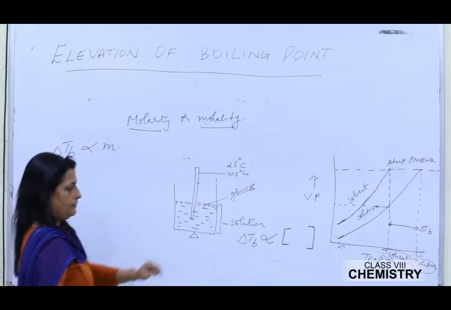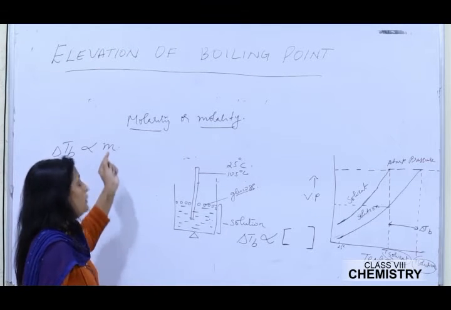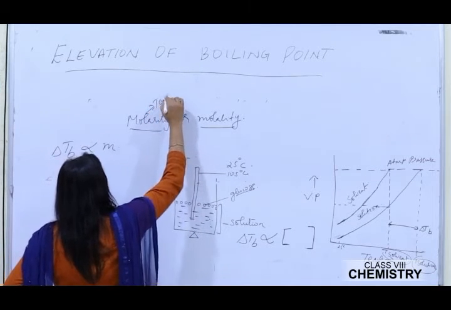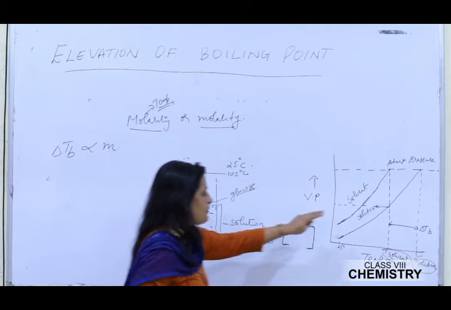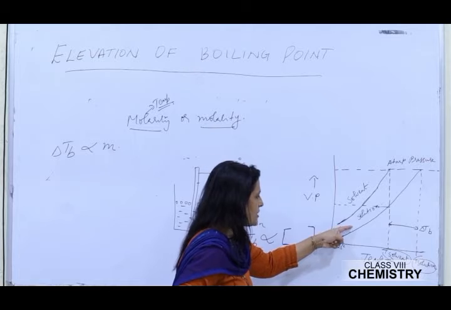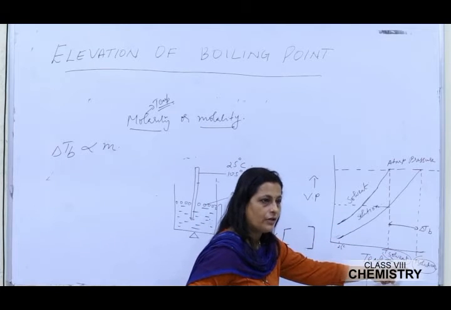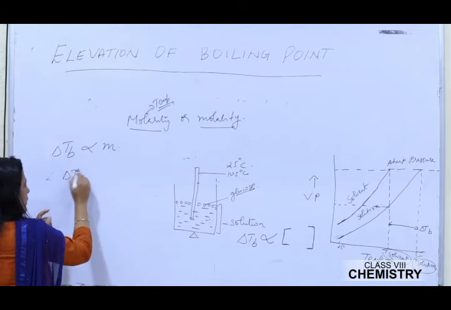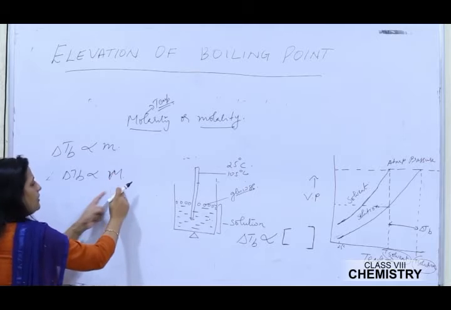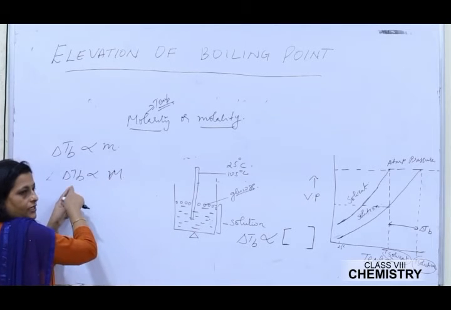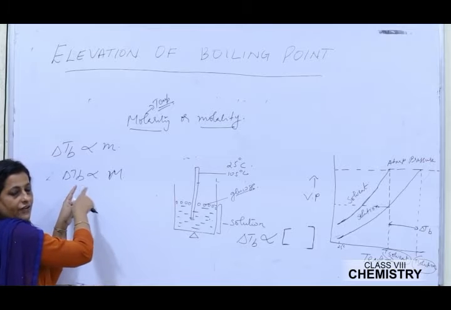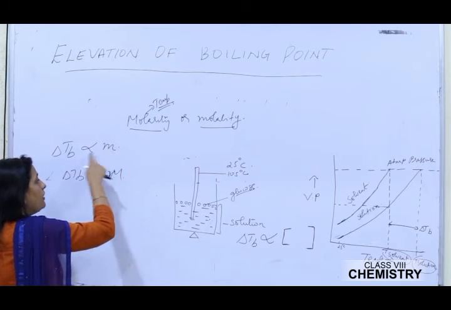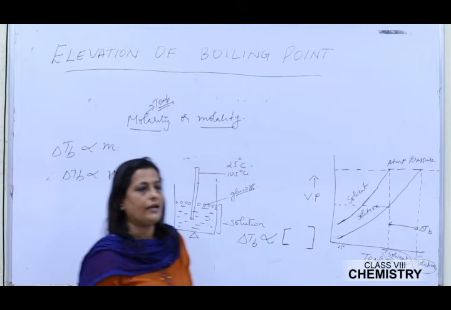Why? See here, molality does not depend upon temperature, but molarity depends upon temperature. Here, what is happening? This variation is coming due to a difference in temperature only. So if you take molarity instead of molality, molarity will also change with respect to the change in temperature, because of the elevation in boiling point. But if you take molality, it will not change. Why? Molality is independent of temperature.